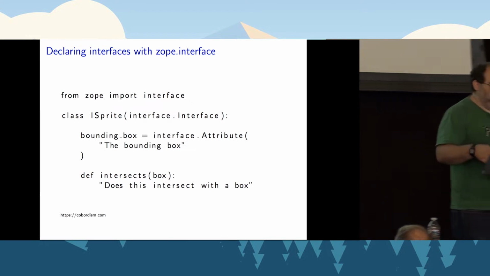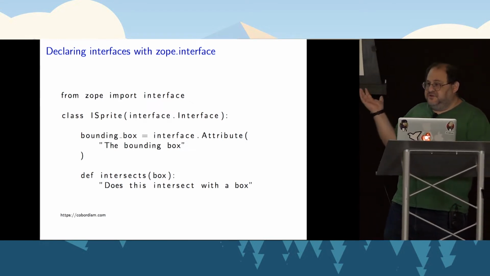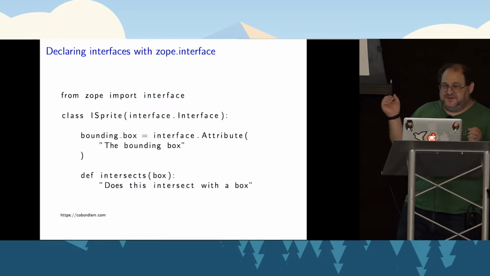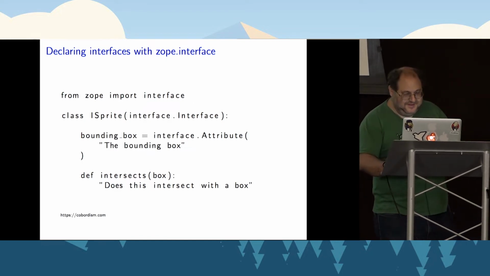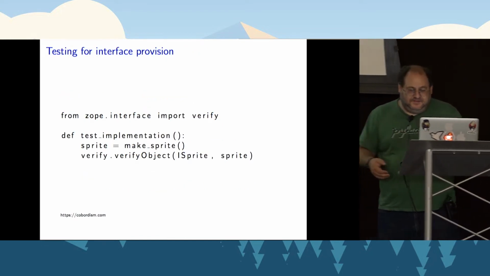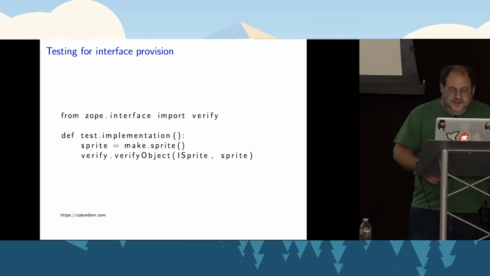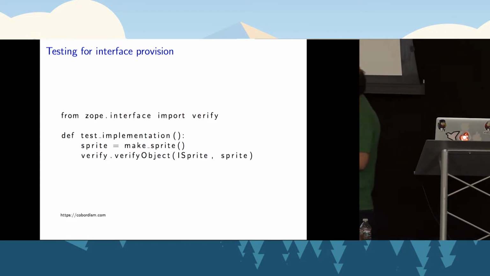Unlike, say, what you would use from an abstract base class, this is not useful as a base class, which is very good because you do not want to use it as a base class. The way to use an interface is to implement it, and the way to verify that you implement it is like that.